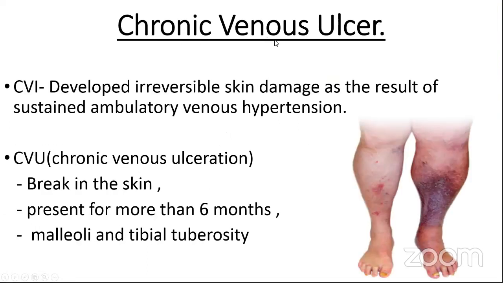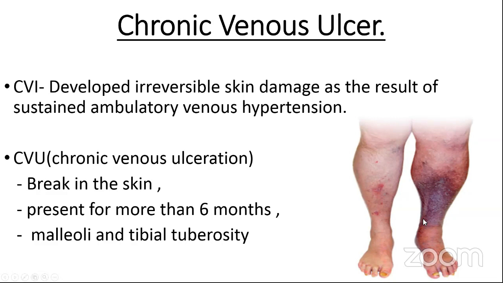Now see, a chronic venous ulcer is one which has been there for longer than 6 months, and it is due to chronic venous insufficiency. Chronic venous insufficiency is due to a venous problem, and they develop irreversible skin damage as a result of venous hypertension, because the vein columns stagnate, there is no flow from below upward. You see this leg, it has an inverted champagne bottle appearance. It is usually seen in deep venous thrombosis.